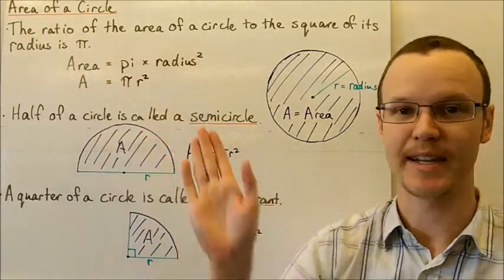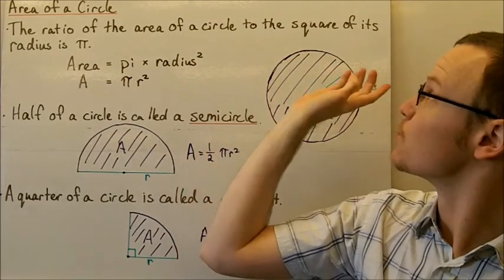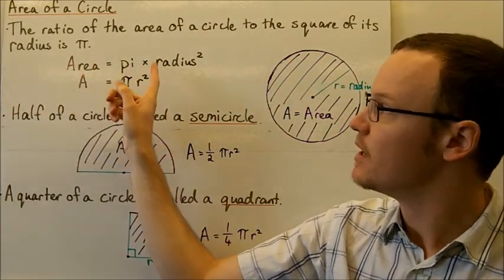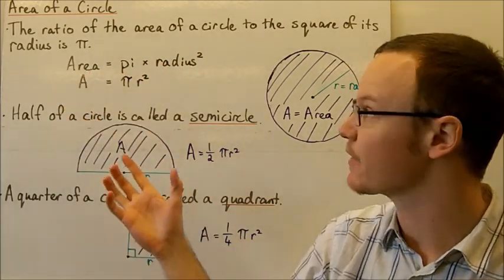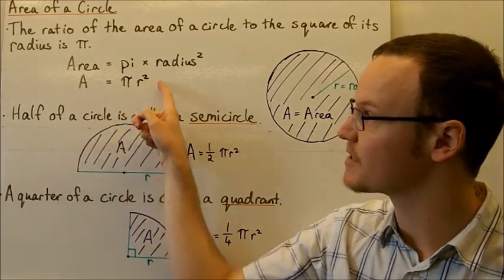Today we're going to talk about the area of a circle. The ratio of the area of a circle to the square of its radius is pi. That means that if we multiply the radius squared by pi, we will receive the area. Pi is the ratio between the area and the radius squared.